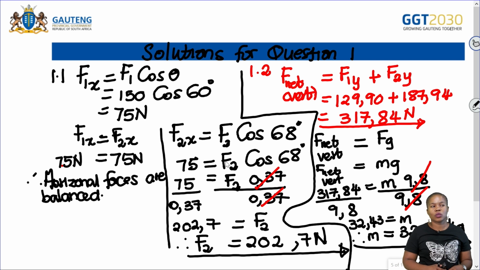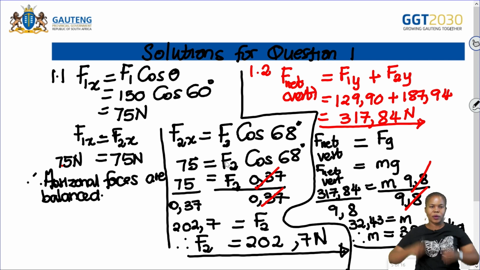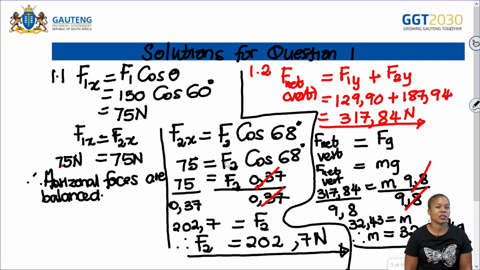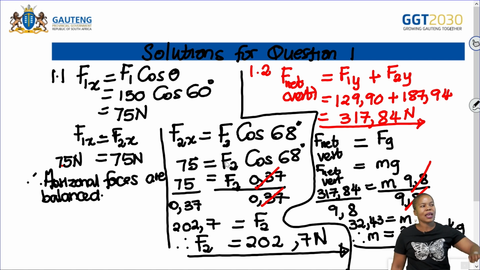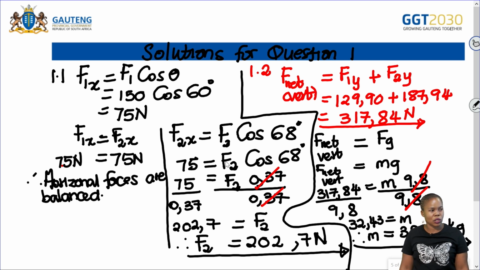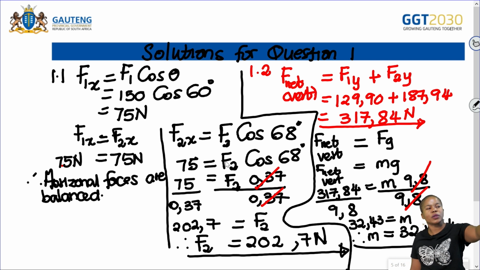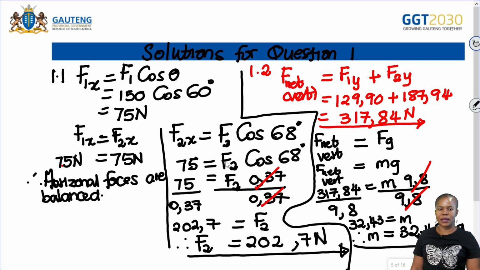Therefore, it's 317.84 newtons. Now there's a force that is going up and a force going down. Both these forces are equal to each other because the object is not going up and it's not falling down. So these two forces must be equal. Hence, we said F net vertical is equal to mg. Why are we saying mg? Because we know Fg is equal to mg. So 317.84 equals our unknown, the mass of the object, times 9.8. Then we did our maths, and we have 32.43 kilograms.